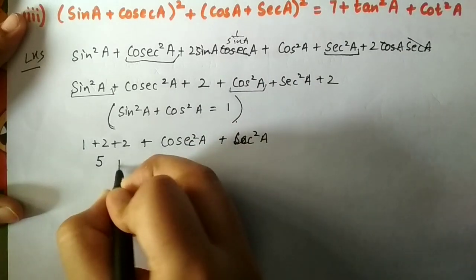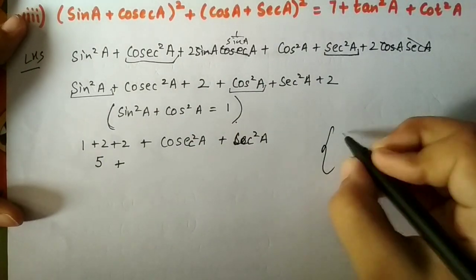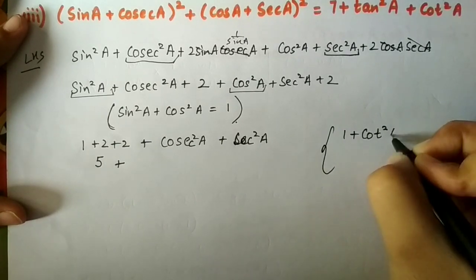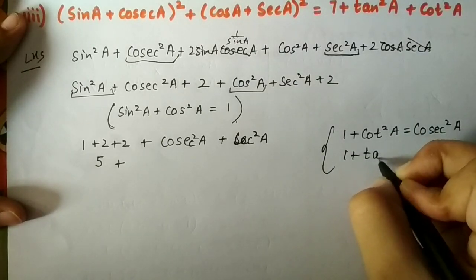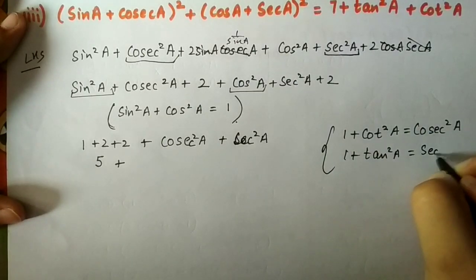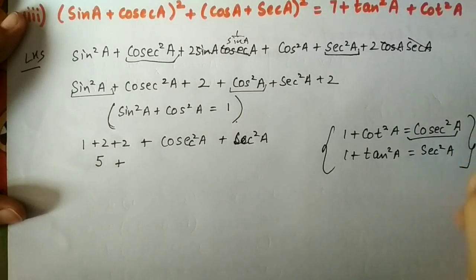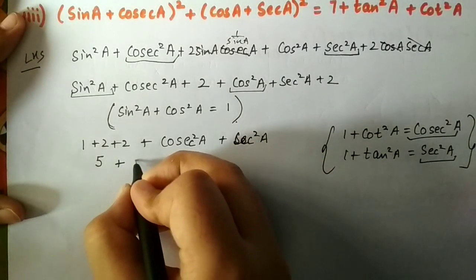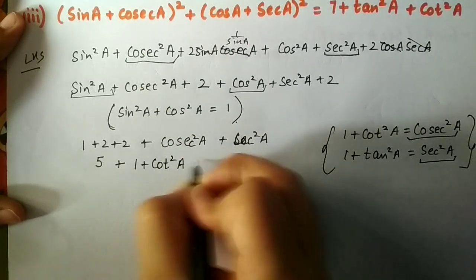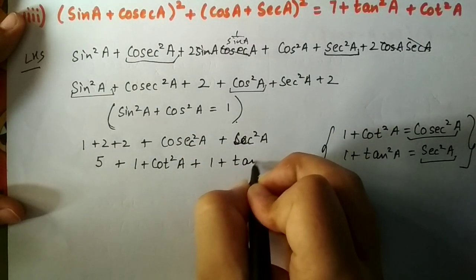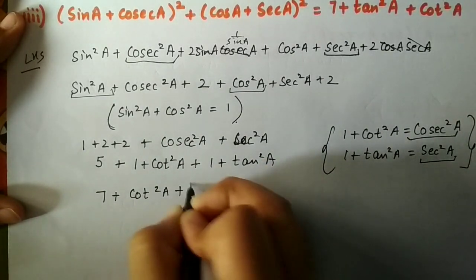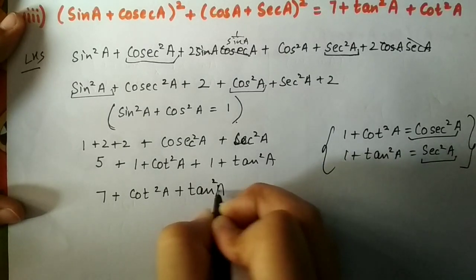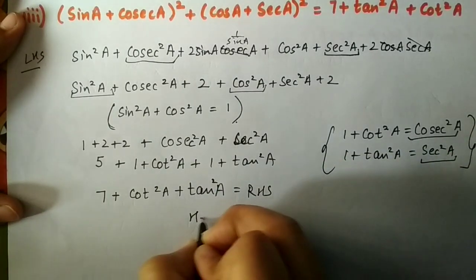So 5 here plus, now we have two more identities. 1 plus cot square a is equal to cosecant square a, and 1 plus tan square a is equal to secant square a. So replace cosecant square a and secant square a with these terms. So instead of cosecant square a, write 1 plus cot square a, and instead of secant square a, write 1 plus tan square a. Now you have 7 plus cot square A plus tan square A, and that is your right hand side, hence proved.